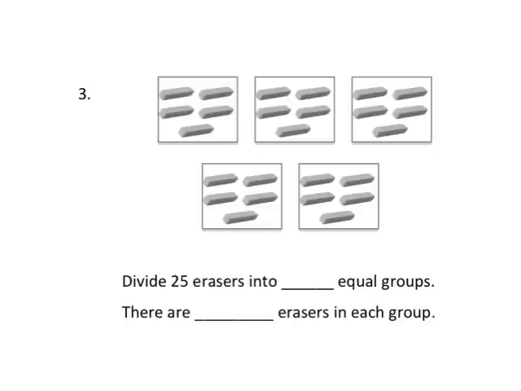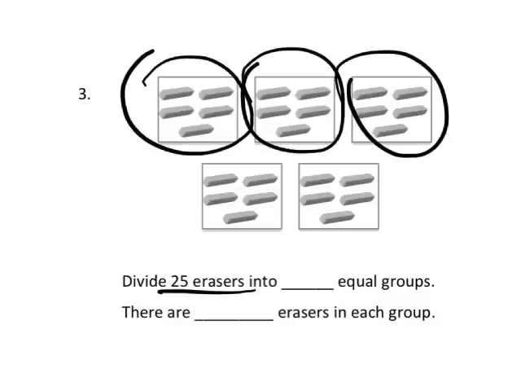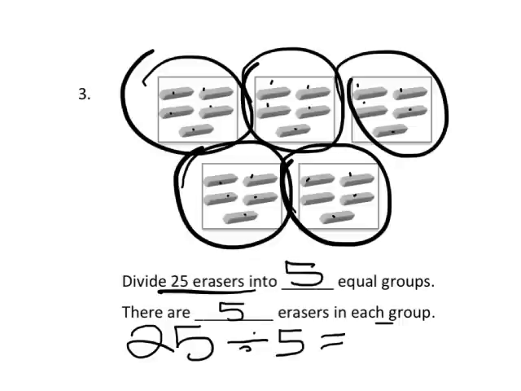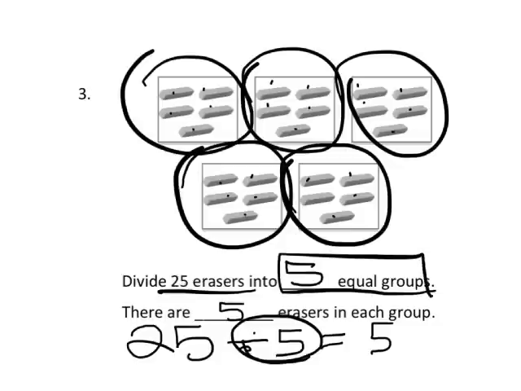So for this problem, we have 25 erasers, because it says so, and we can see that there are 5 equal groups. We can count: 1, 2, 3, 4, 5 in each group, so there are 5 erasers in each group. It doesn't ask us, but we could write the division problem: 25 divided by 5 equals 5. This 5 stands for the fact that there are 5 equal groups, and this 5 stands for the fact that each group has 5 erasers.